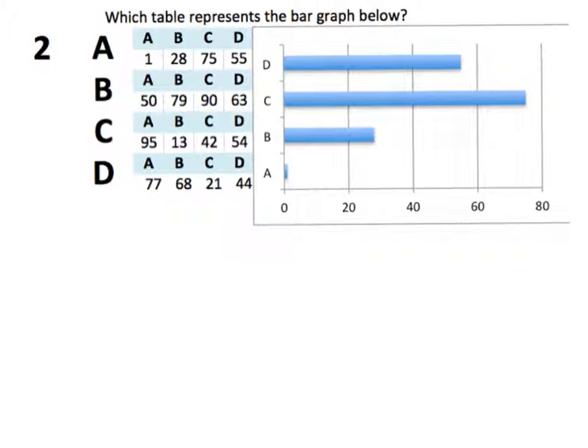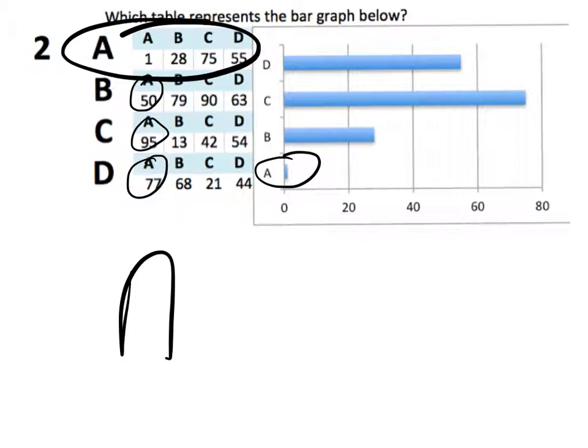On this graph, let's take a look at this one, A. Clearly, that cannot be 77, 95, or 50. So you only have one choice, which is A.